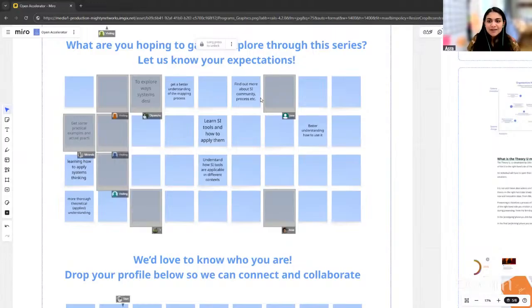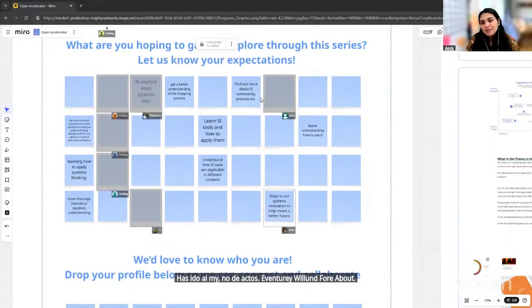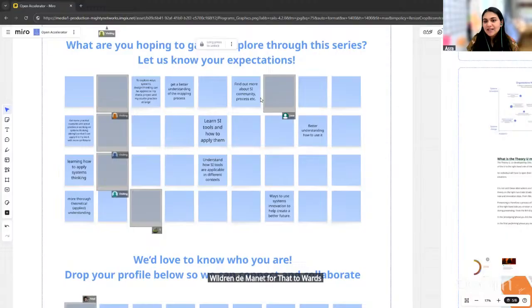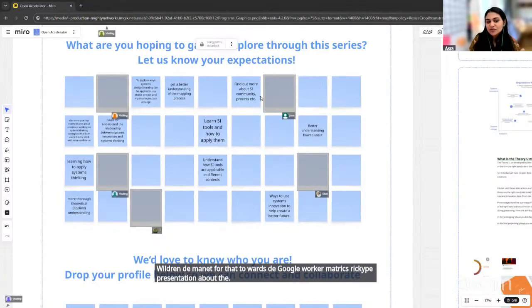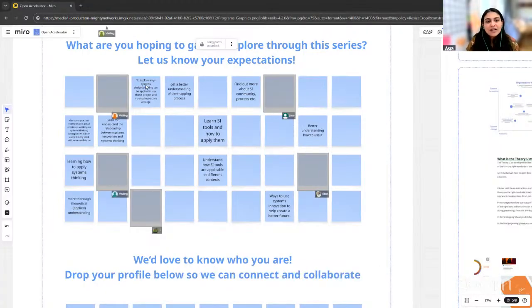As you all might know, this event today will run for about 120 minutes, which is 2 hours. And I will hand it over to Josh shortly, who will walk us through the different methods. He'll give a brief presentation about the different phases of systems innovation and change.